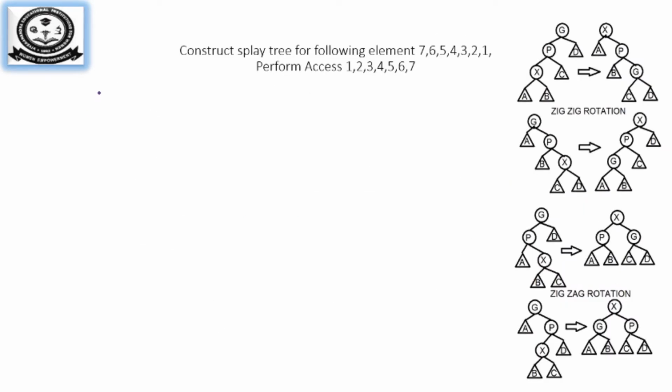So let us construct a splay tree for the given elements. As I said before, a splay tree is a binary search tree. It's a self-balancing binary search tree. So the insertion into a splay tree will be similar to a binary search tree. We will insert from 7 onwards. So 7, then 6 will be less than 7, 5, 4, 3, 2 and 1. So this is how the binary search tree will be done.